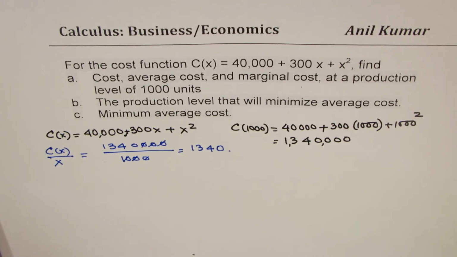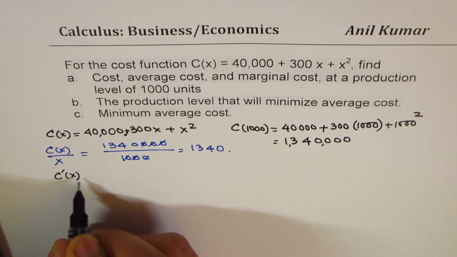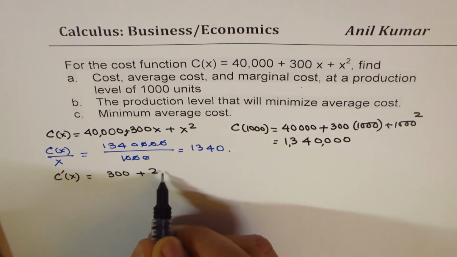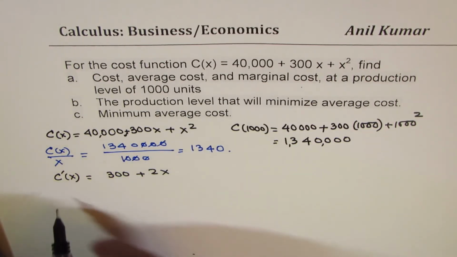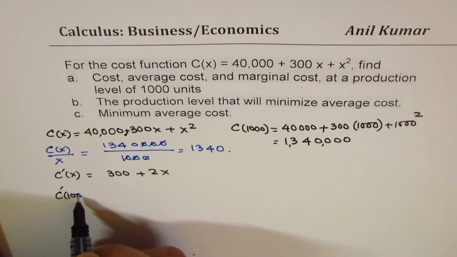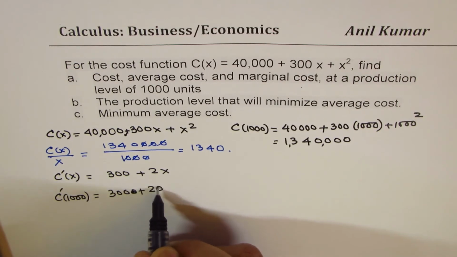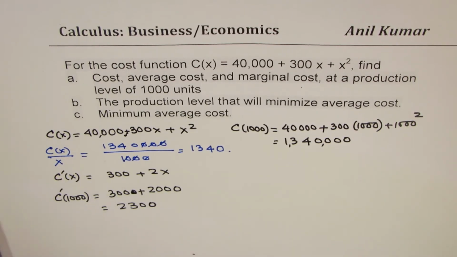Now marginal cost you get by finding the derivative. It is the rate of change, right? So marginal cost is the rate of change of the cost. So that will be 300 plus 2x. If I substitute 1000 here, what do I get? Marginal cost for 1000 is 300 plus 2 times 1000, which is 2000. So it is $2,300. That really means the cost of producing the 1000th item. Is it okay? So that is what the marginal cost is.